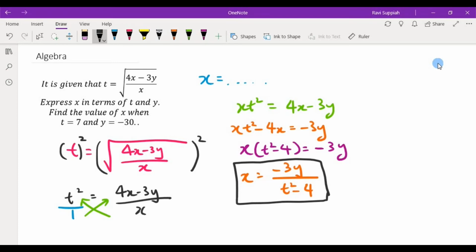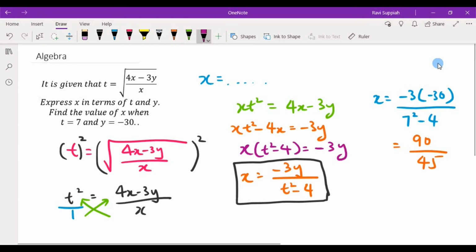For the second part here, find the value of x when t equals 7 and y equals minus 30. So let's substitute those values inside. So what I have is x equals minus 3 times minus 30, divided by 7 squared minus 4. And this equals 30 times 3 will be 90, divided by 7 squared is 49, 49 minus 4 will be 45. So 90 divided by 45 will be 2. So x equals 2 for the second part here.